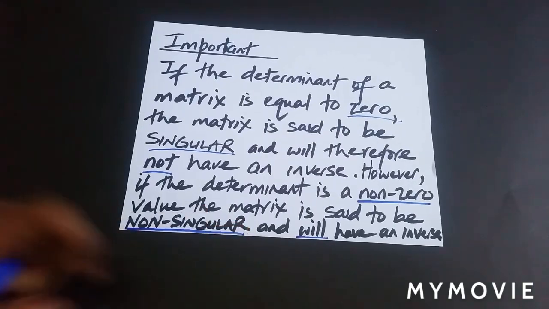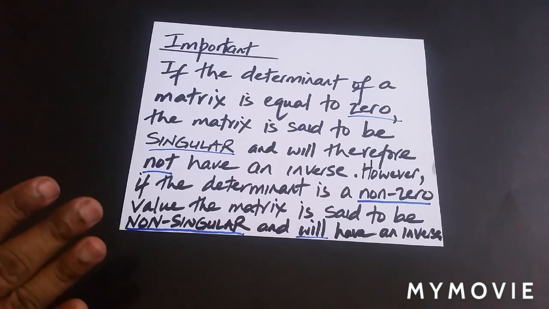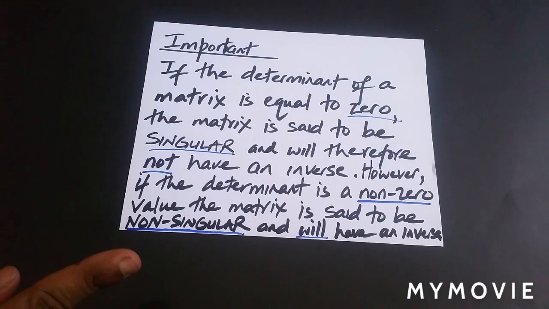and will have an inverse. Okay? So again, if you calculate the determinant and you get 0, then the matrix is singular and it doesn't have an inverse. If you calculate and get a non-zero value, whether positive or negative, then the matrix is said to be non-singular and it will have an inverse. So, in other words, singular matrices don't have an inverse and non-singular matrices have an inverse. Now, let's summarize it quickly.